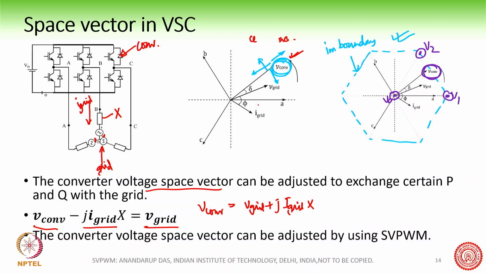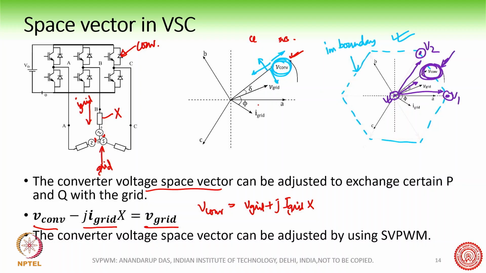And by changing the duty cycle, or changing the time duration for which these active vectors are used, I can actually manipulate V conv. I can make V conv go this way, I can make V conv come this way, or I can make V conv smaller. As you can understand now, it is possible for me to continuously manipulate or adjust this V conv space vector. This is the space vector we will adjust.